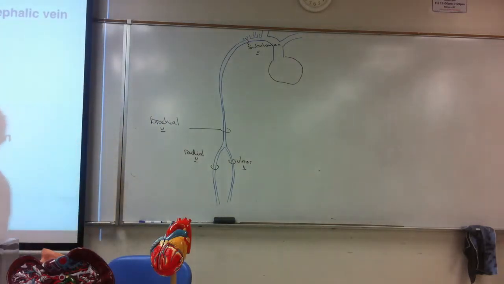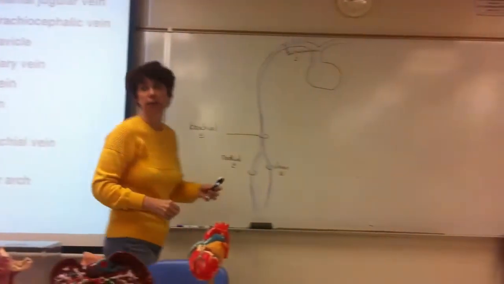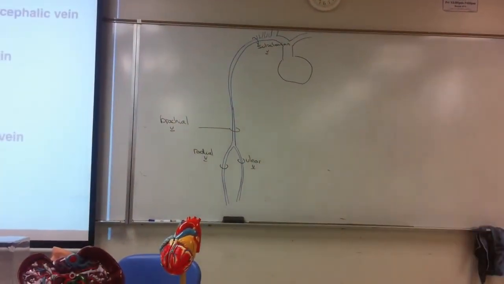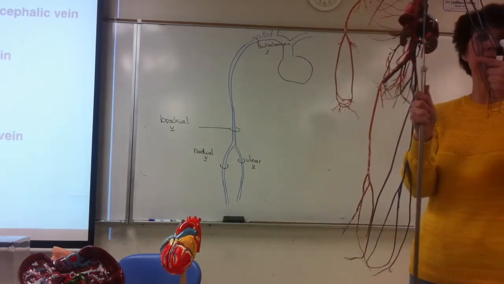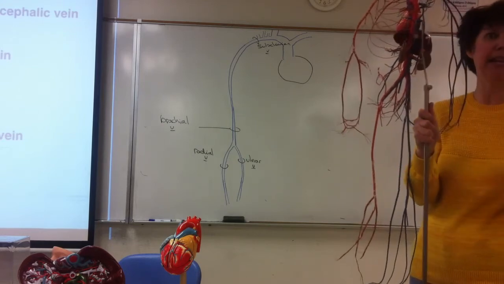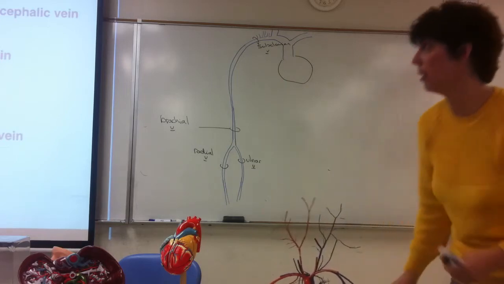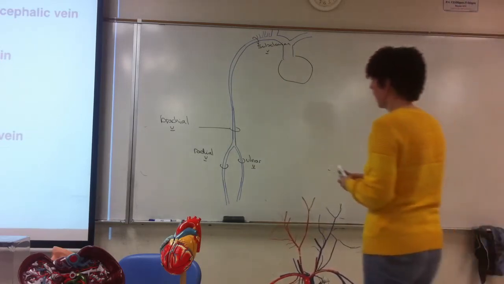So those are the deep veins traveling with the arteries that have the same name. And if we look at the wire models, you can see this posteriorly. So back here would be lateral, that would be the radial vein, ulnar vein joining to form the brachial vein, and axillary and subclavian veins. So everything is traveling with the arteries and carrying the same name.